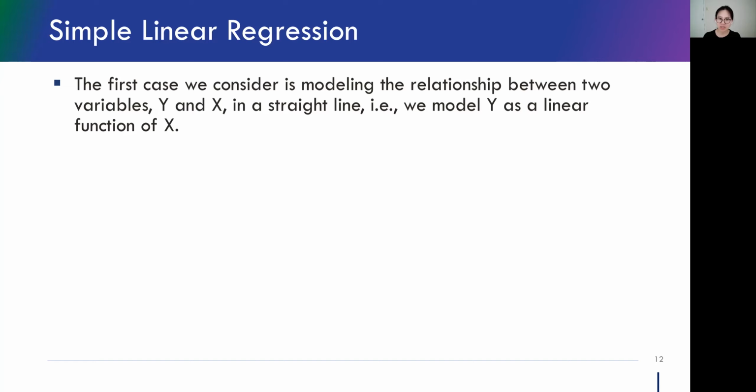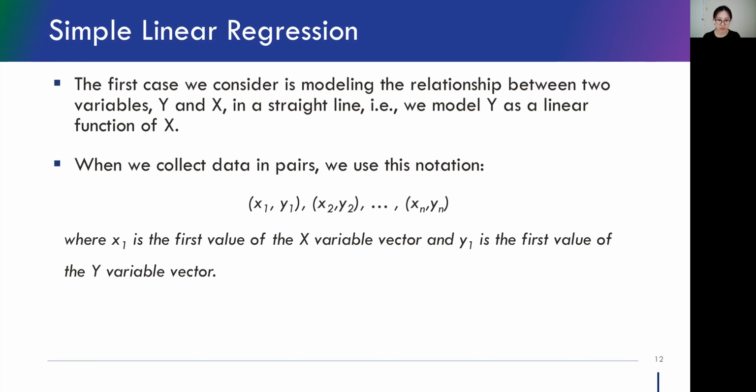So the first case we consider is modeling the relationship between two variables. So only two variables, y and x, in a straight line. That is to say, we model y as a linear function of x. So both y and x are random variables, and we're going to model them in a linear relationship.